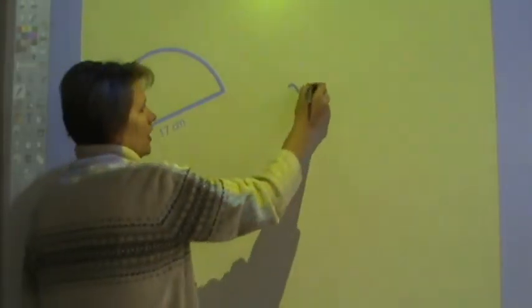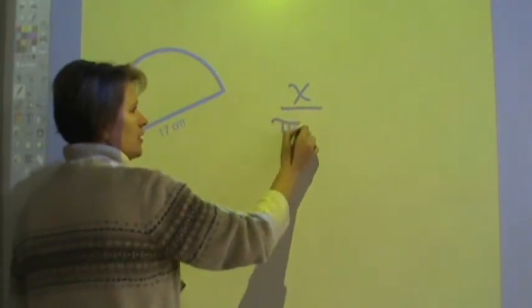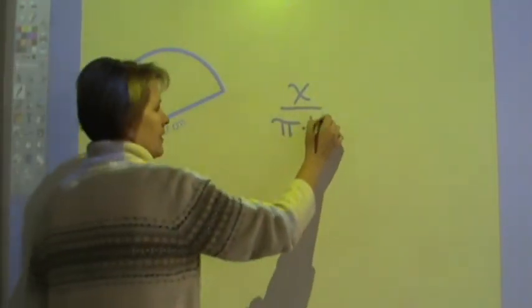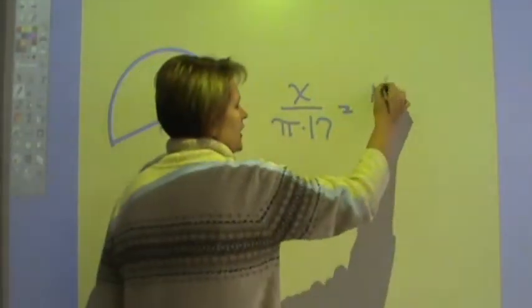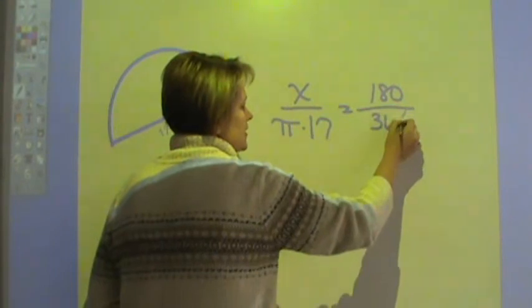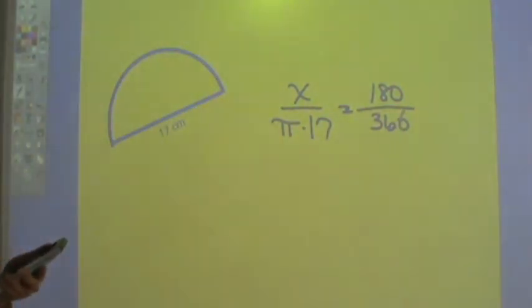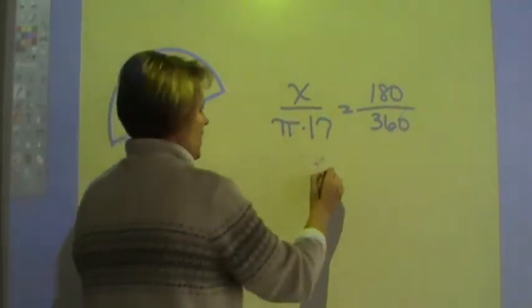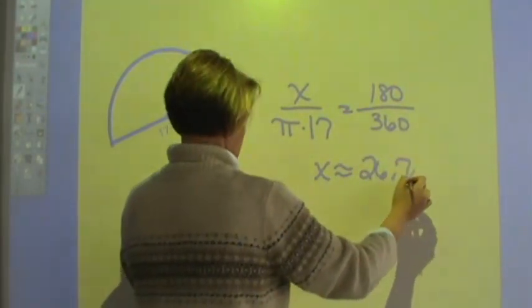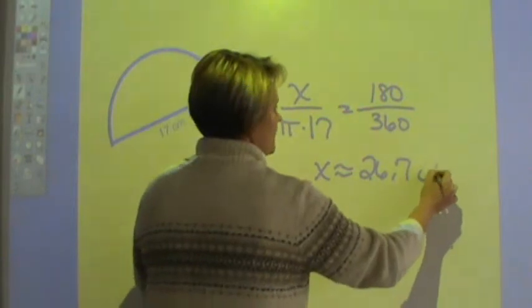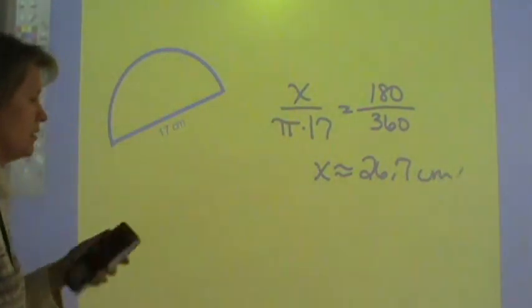All right, so let's try another one. This time I gave you the diameter of 17, so we'd go arc length over circumference, which is pi times our diameter, equals the measure of the central angle. Well, this is a half circle, so that's 180 degrees over 360. So pi times 17 times 180 divided by 360 is about 26.7 centimeters. It was 26.703, so we'll round it down.